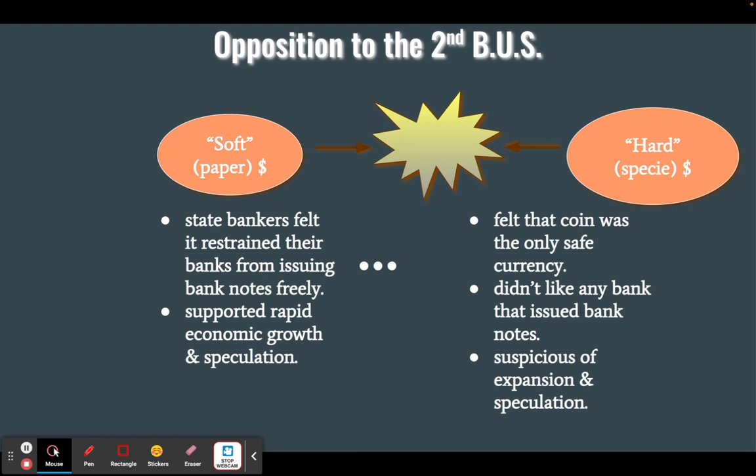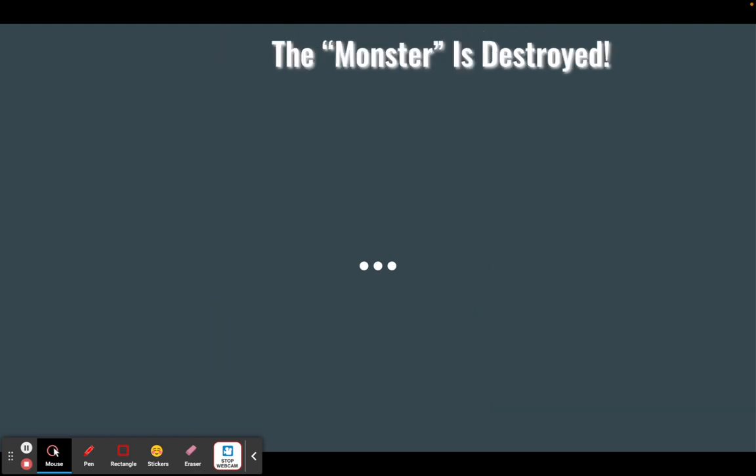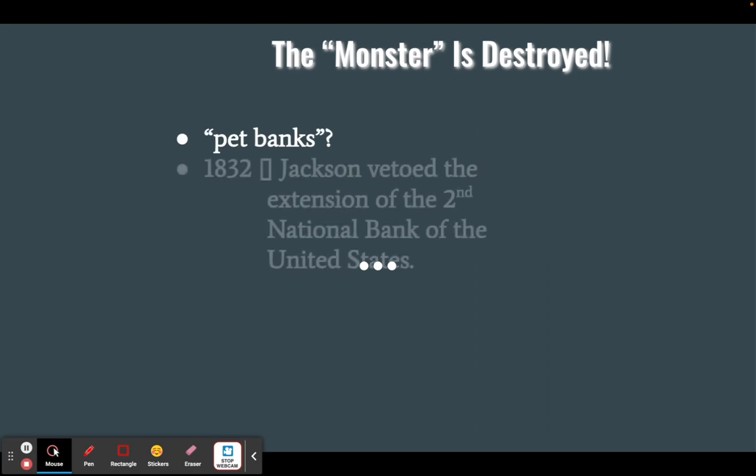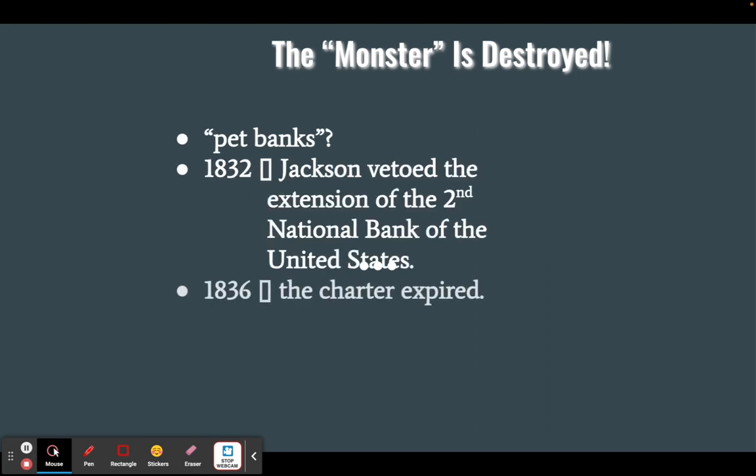And they did not like any bank that issued notes. They were very suspicious of expansion and speculation. So what ends up happening is the government has to put forward a bill re-pushing the bank forward.